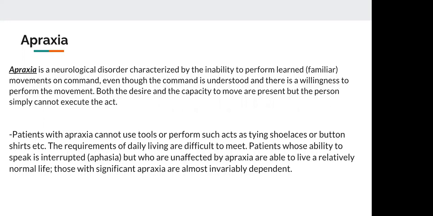Patients with apraxia cannot use tools or perform tasks such as, for example, tying shoes or buttoning shirts. This is a requirement, but they can't do it. Next, types of apraxia.